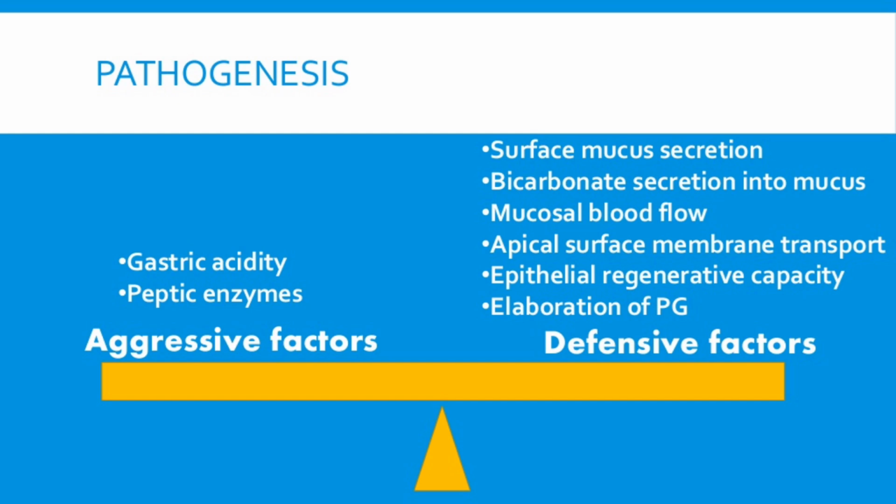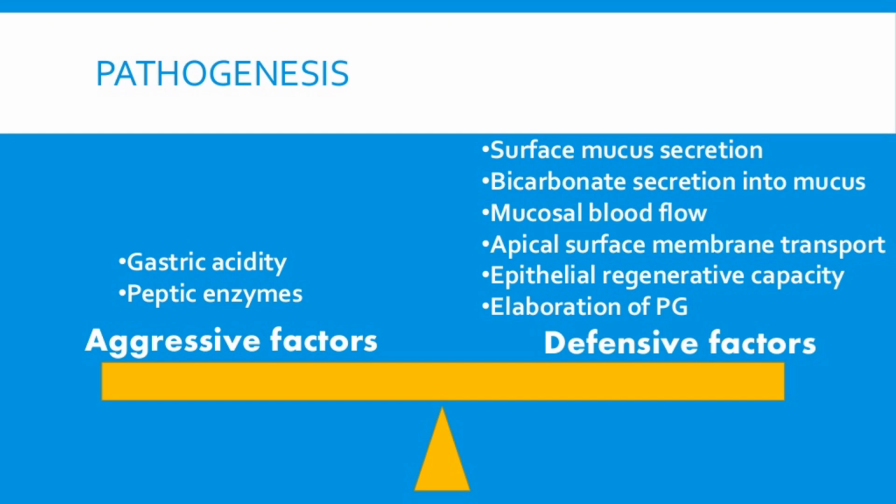Aggressive factors are usually gastric acid and pepsin, a digestive enzyme that can degrade mucosal proteins when it comes into direct contact with the mucosa. So defensive factors are there to counterbalance these aggressive factors. The body relies on several protective mechanisms, including surface mucus secretions and bicarbonate secretion into the mucus, which neutralizes acids in the mucosal layer, maintaining a near neutral pH at the epithelial surface.